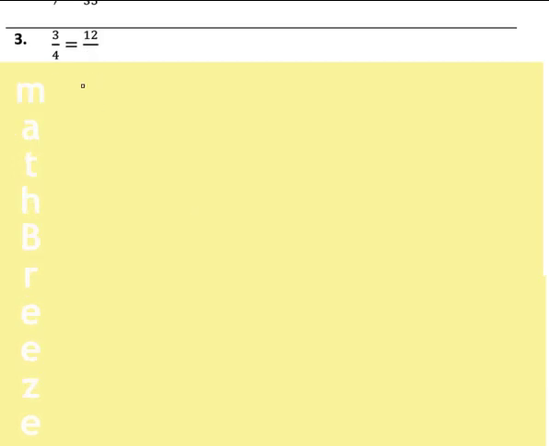In number 3, we want a fraction equivalent to 3/4, whose numerator is 12. Well, let's see. If we multiply 3 times 4, we get 12. So let's multiply the denominator by 4 as well. 4 times 4 is 16. And here is our equivalent fraction.